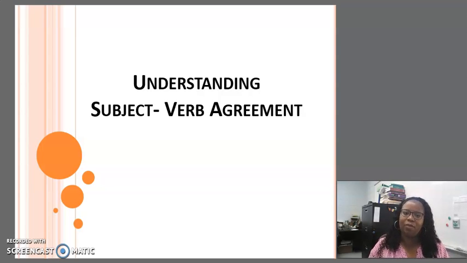So I wanted to just kind of give you a heads up, so to speak. Subject-verb agreement, of course, is rooted in the idea of subjects and verbs agreeing. We know what subjects are in sentences, right? Who or what a sentence is about. We also know what verbs are.